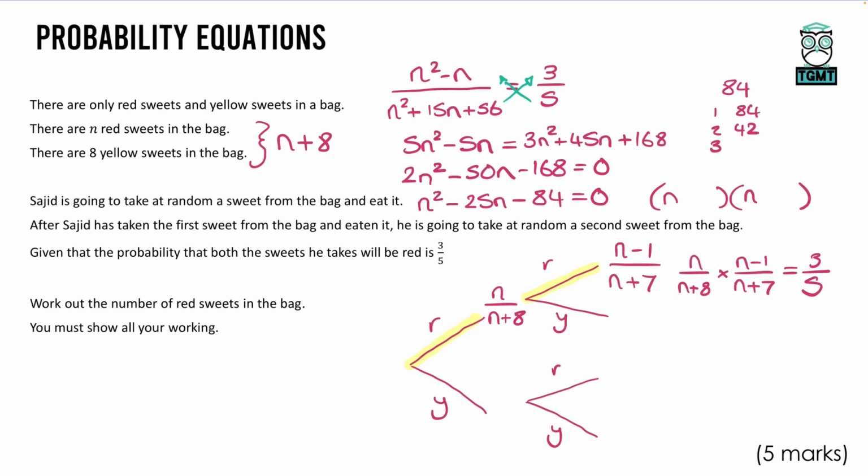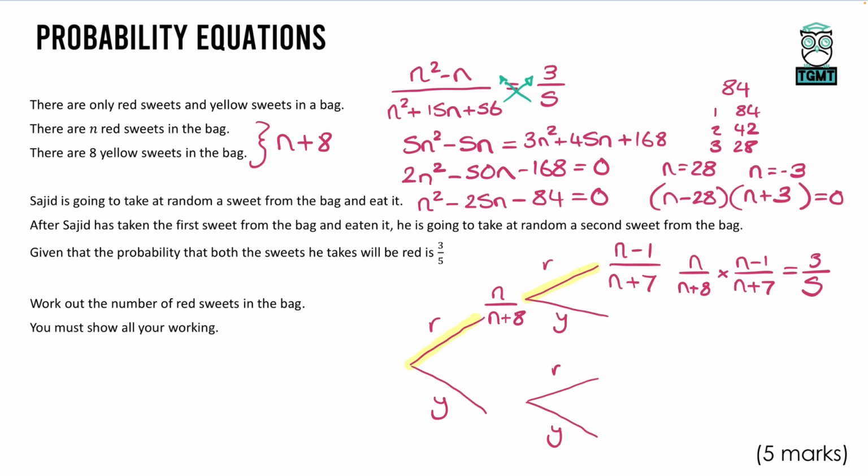We can't yet. 3 goes into 84. 84 divided by 3 is 28. And we can make 25 using 3 and 28. So we want to make negative 25, so minus 28, add 3. And there we go, that would make negative 25, that's equal to 0. So we get 2 solutions here, n is equal to 28, and n is equal to negative 3.